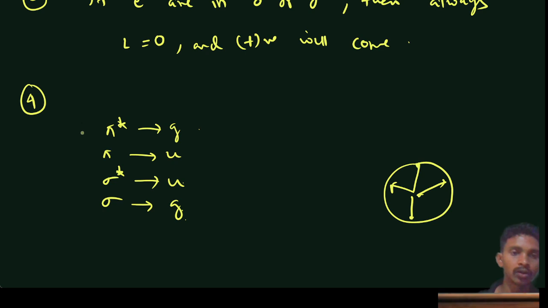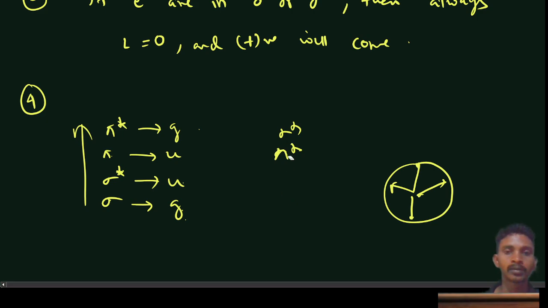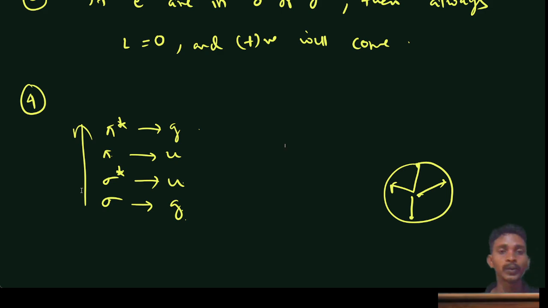We will order likewise sigma star, pi star, not like sigma then pi then pi star, sigma star. Not ordered like this; we will order like sigma star, pi star for remembering. Sigma is always g because it is spherical. After that g, u, g. We can remember like this.